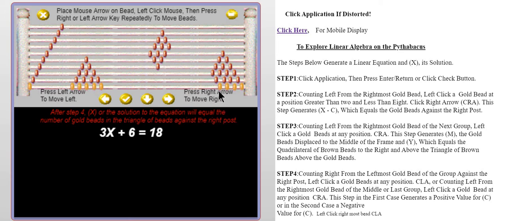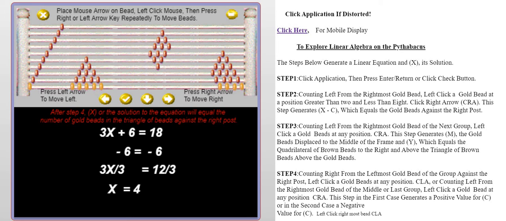Now, if I look at the beads left against the right post, I see there are 4. So 4 should be my solution. To prove it, I will observe the algebraic solution to 3x plus 6 by pressing the down arrow. Took minus 6 from each side. 18 minus 6 gave me 12. Then I divided 3 both sides, and that gave me x equals 4, which are the number of beads now situated against the right post.